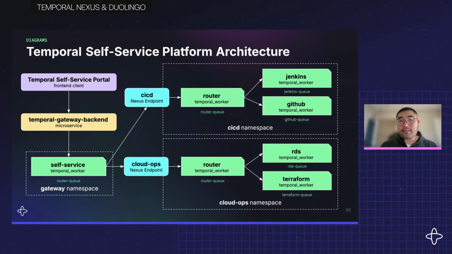And within each namespace, for example CI/CD or CloudOps namespace, there's a router worker that routes the workflow to its target task queue. So you don't have to modify any existing worker. You can just add the router and route the workflow to that. So now I'm going to dive into some detail on each part.